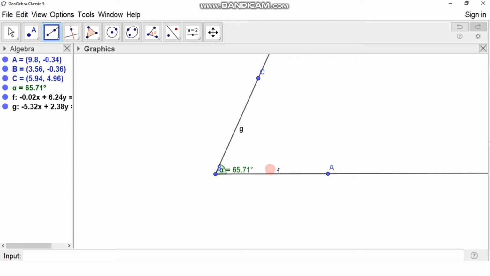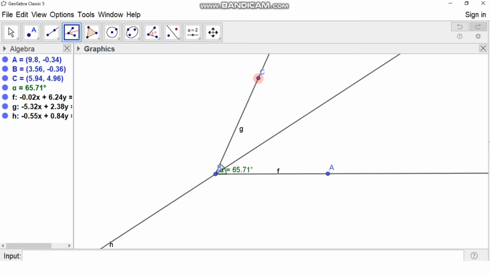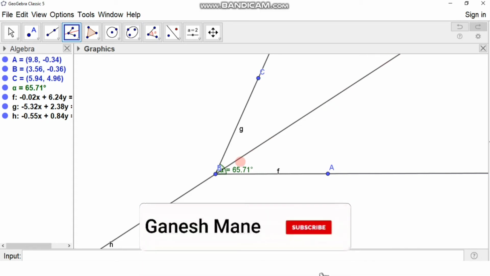Now to verify the theorem, we must draw an angle bisector of this given angle. Now we have to draw the angle bisector of this angle CBA. So we'll click on the 3 points which are there on the angle, that is first we'll click on point A, then on point B, and then on point C, to get one line which passes through the vertex of the angle. Now this is the angle bisector of angle CBA.